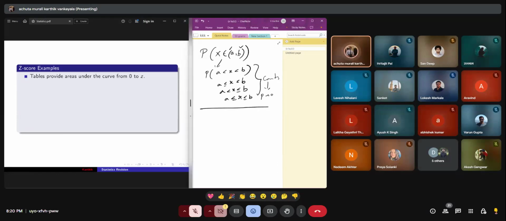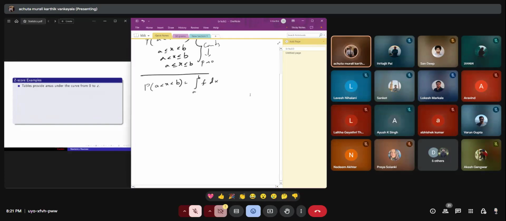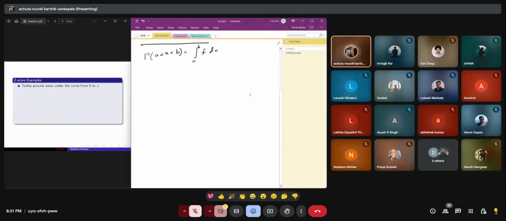Now, what we usually have is the probability density function, and in order to calculate the probability between A less than X less than B, you have to integrate the density function from A to B dx. I hope everybody is aware of this, right? Now, what happens here is that this is difficult to integrate.